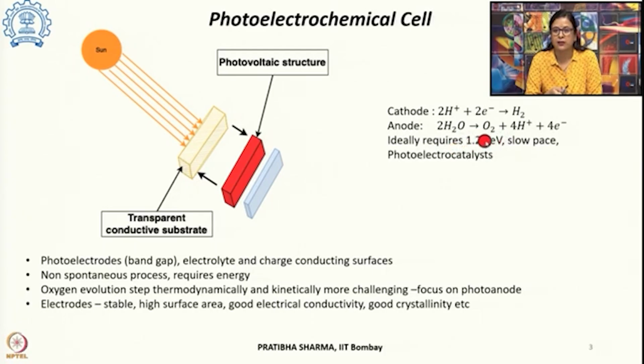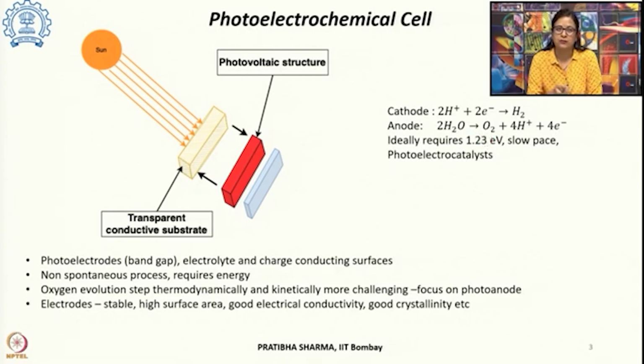Now, typically this reaction requires a voltage of 1.23 electron volts, but even when this much energy is supplied for the required reaction, the reaction occurs at a slower pace. It has a higher activation energy, so it will still take place at a slower pace. So, for enhancing the rate of the reaction, photoelectrocatalysts are required. At the same time, the reaction that occurs on the anode side, which is oxygen evolution, is more demanding, and thermodynamically and kinetically it is more challenging.